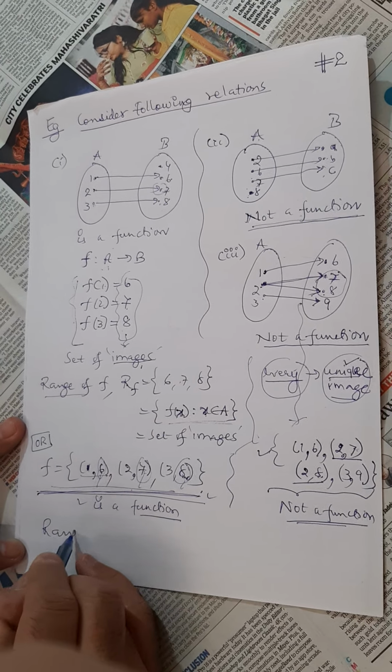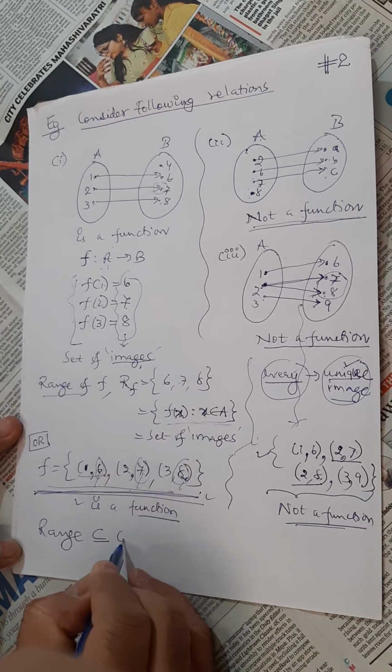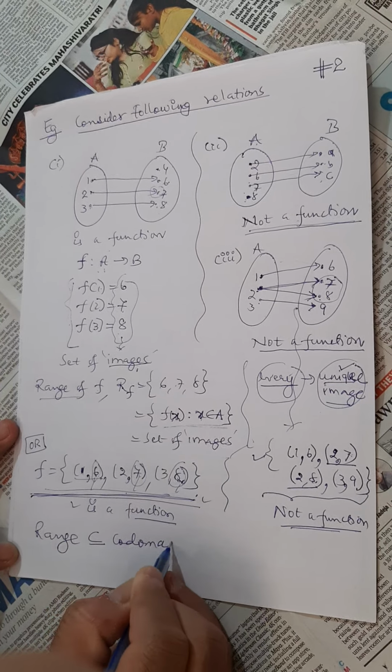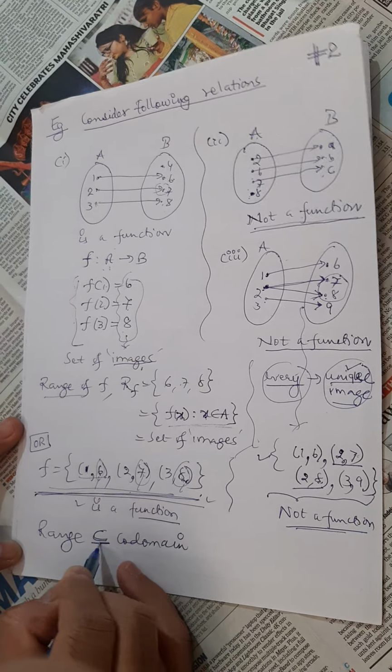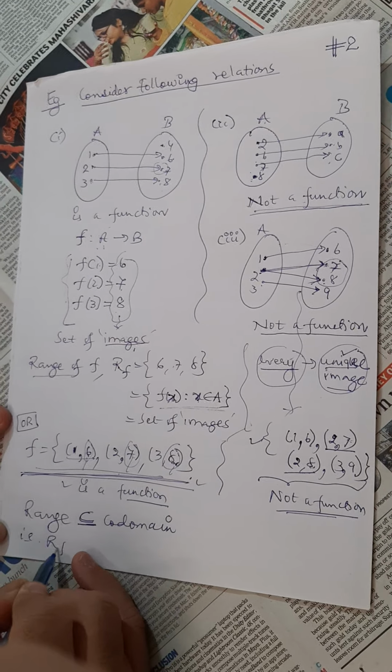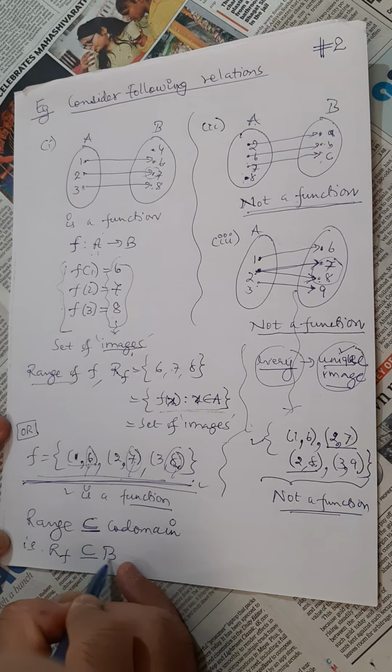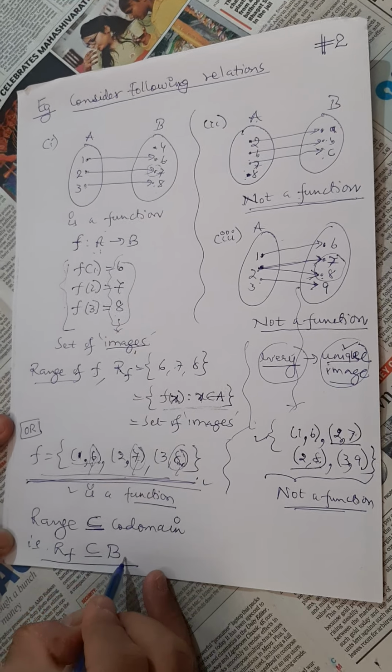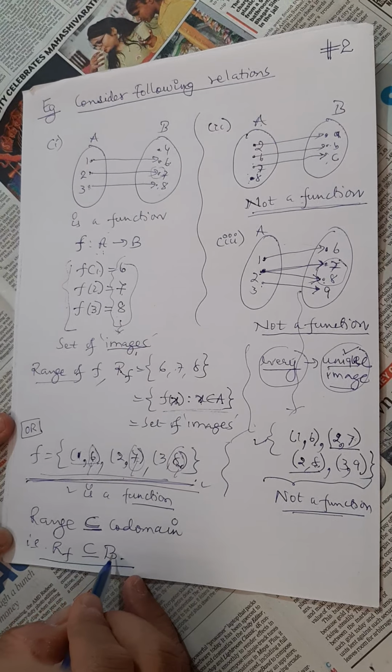Range is always a subset of codomain, remember, for any function. It might be equal also. It can be equal also here. That is, this is always true: the range of f is a subset of B, the codomain. Always true. It might be equal also, but in general, this is a subset of codomain.